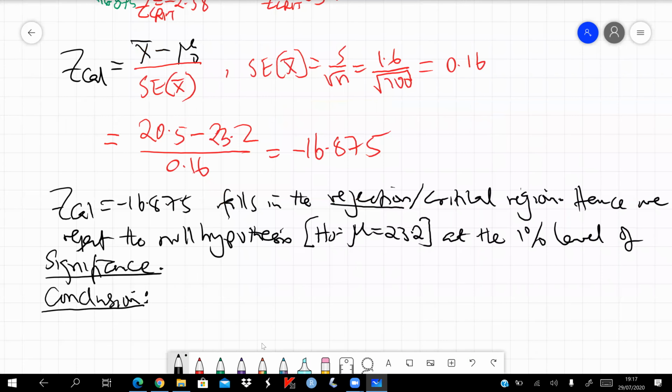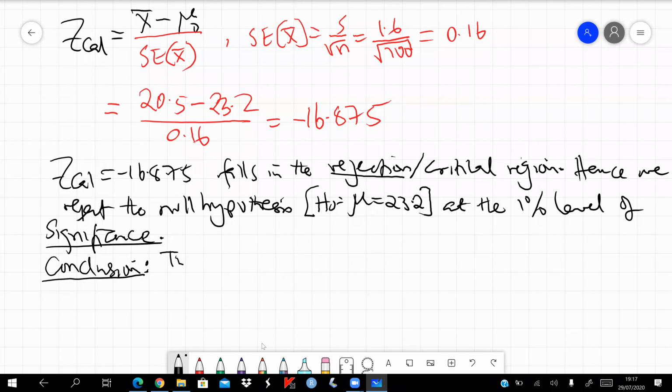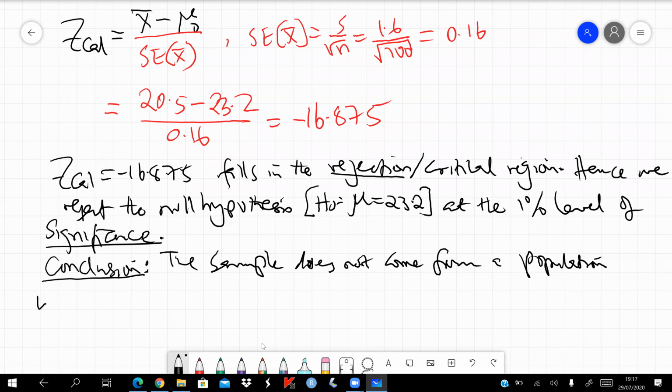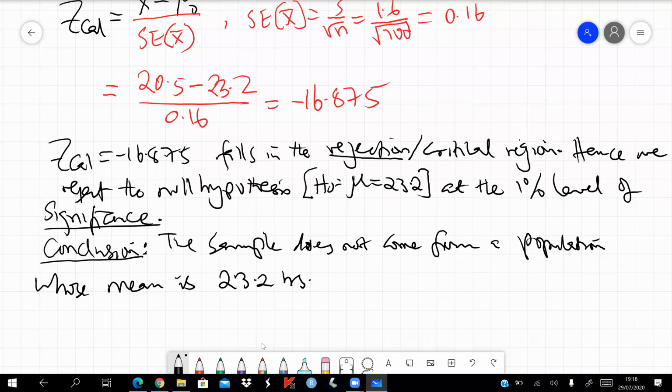So once you have rejected that, it means that this is not true according to the data that we have. So our conclusion is that the sample does not come from a population whose mean is 23.2 hours. So that's the answer to the question. You report in layman's language, in the normal language, not statistical language. The sample does not come from a population whose mean is 23.2 hours.